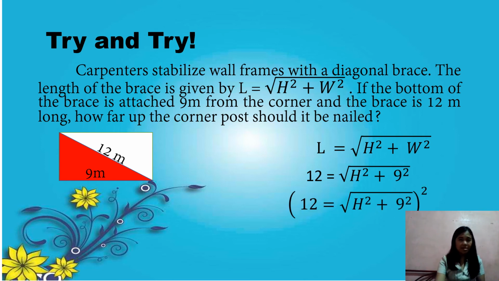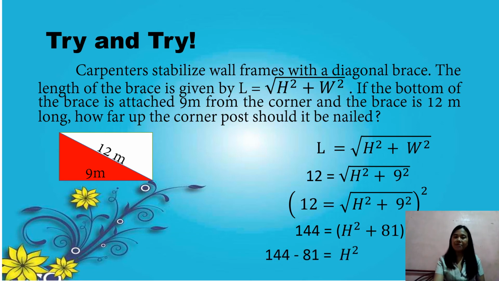And then, we can square both sides of the equation. 12 squared is 144. Bring down the other side of the equation as h squared plus 81, which is coming from 9 squared. 9 times 9 is 81. Okay? So, after this, we can transpose 81 to the other side of the equation. So, we have 144 minus 81 equals h squared.